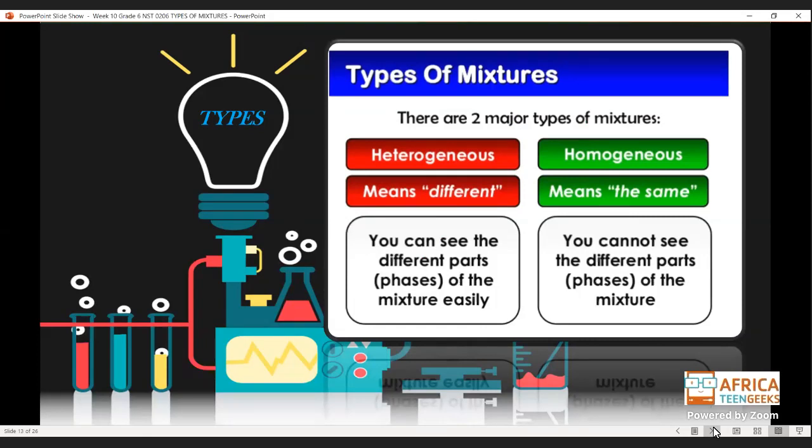Okay, so your types of mixtures, which we did today, there are two major types of mixtures. You've got your heterogeneous. Maybe you do want to get this one down. If you don't get it down, just please email me. It is not a problem. Heterogeneous simply means different, so you can see the different parts in the mixtures. Homogeneous means the same, so you cannot see the different parts. Okay, well done. Carbon dioxide and oxygen, good. Very good example there.